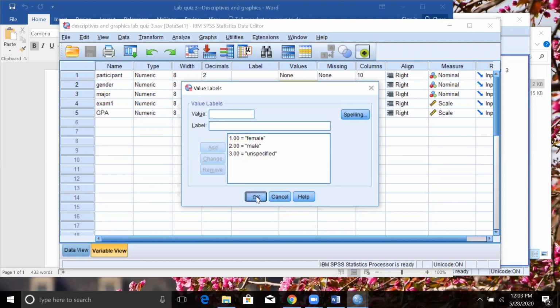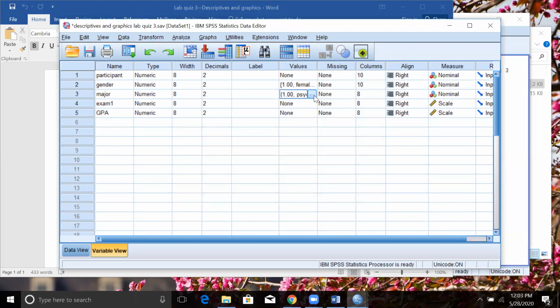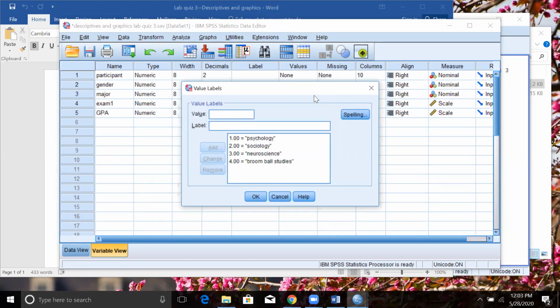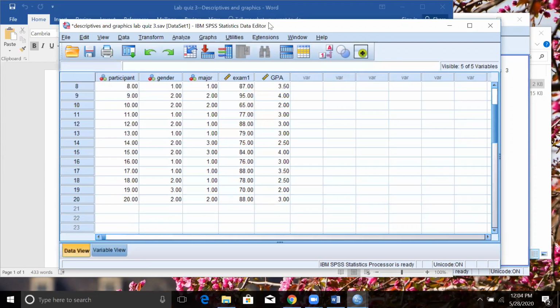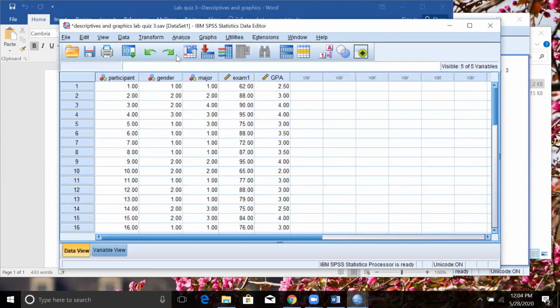3 would be unspecified. Likewise, major is a categorical variable, and there are labels associated with it that need to be created in SPSS such that the numerical codings associated with the categories mean something. Then for the variables of exam 1 and GPA, those are going to be quantitative, so no labeling necessary. And then this is the data itself.